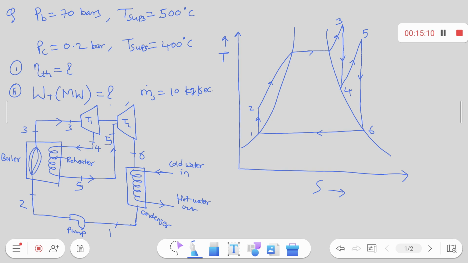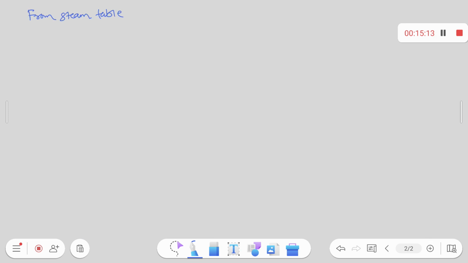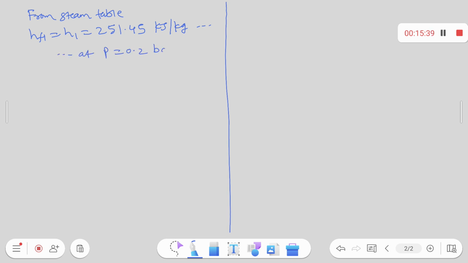H1 is what? 251.45 from the steam table. HF1 is equal to H1, which is equal to 251.45. Unit is what? Kilojoule per kg, at pressure equal to 0.2 bar. Right? Now we know the pump work.